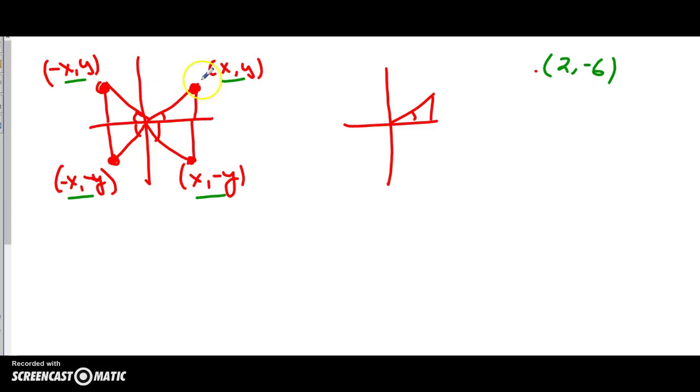So anything with both positive will be up here. If x is negative and y is positive, I end up in quadrant 2. To get down to quadrant 3, they both have to be negative. And then here, like I said, x is positive, y is negative.